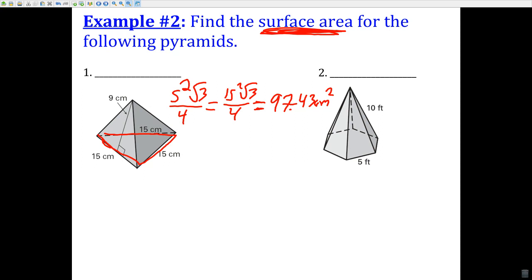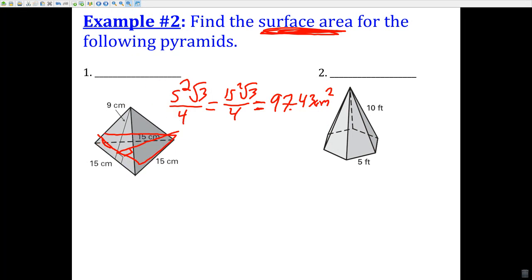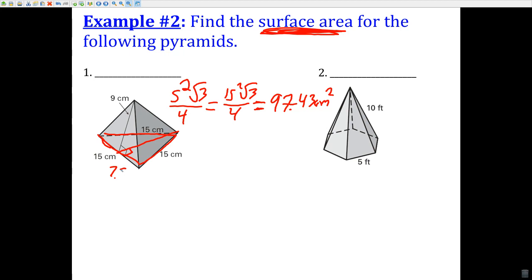But the other way to find the area is cutting this in half, saying this is a 90-degree angle there. Then we have 7.5, right? Cut that in half. So now you can do a Pythagorean theorem kind of problem, and this is going to get us the same answer. We're just finding two different ways to find the base, and then the rest of it we have for our formula.